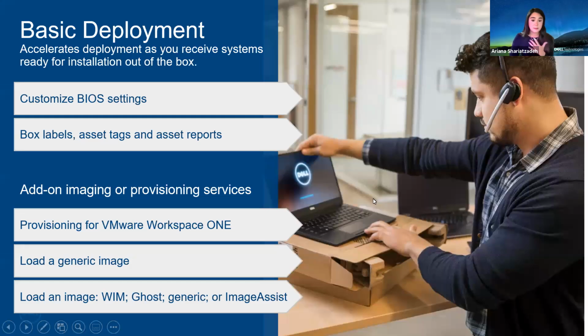Now I'm going to touch on basic deployment, which is our first level of deployment. With basic, you can accelerate deployment as you receive systems ready out of the box. So Ron, you mentioned earlier that it takes more than 100 hours to deploy your systems. Well, I see that with basic, you can customize your BIOS settings, select box labels, asset tags, daily asset reports, and also you can choose to have imaging, which is optional.